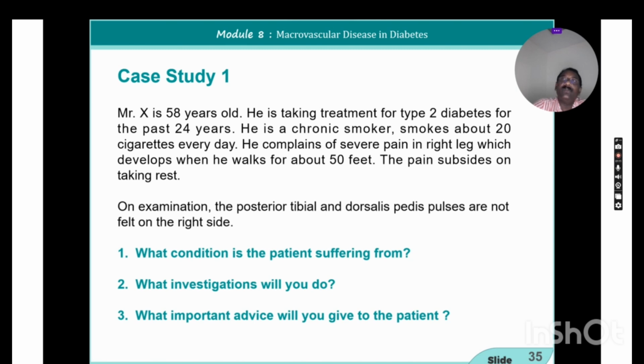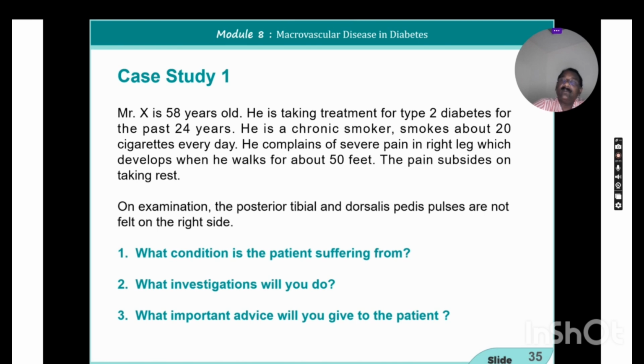What investigations will you do? To know whether these vessels are blocked, Doppler. Maybe the peripheral Doppler or maybe the angio, or peripheral angio. Okay. So what important advice will you give to the patient? That is the most important.